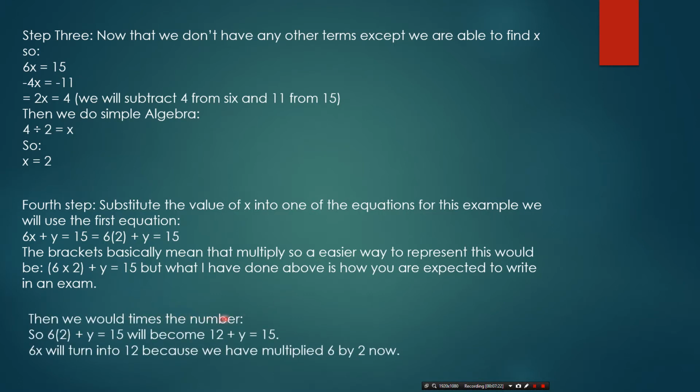Now we will just multiply the numbers. So 6 times 2 equals 12. So now the equation will be 12 plus y equals 15. 6x turns into 12 because we have multiplied it, as we know.